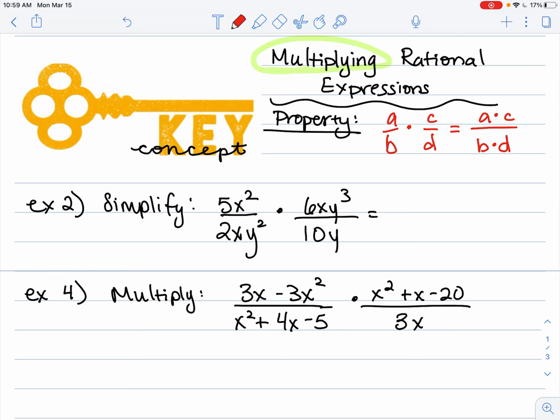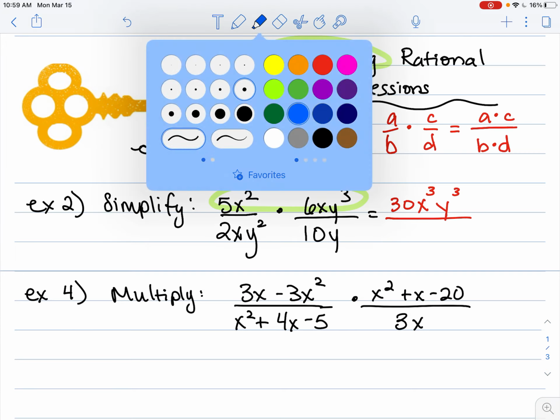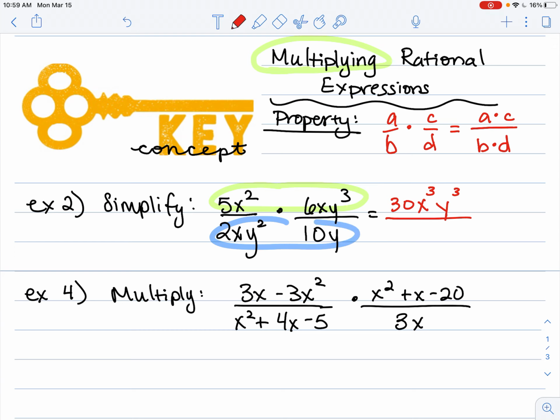I'm going to go ahead and multiply across the top. We know 5 times 6 is 30. X squared times x is x to the third. And y cubed, all of this multiplied together. And then divided by, and now we're going to multiply across the bottom. I know 2 times 10 is 20. X times y squared times y is y to the third.